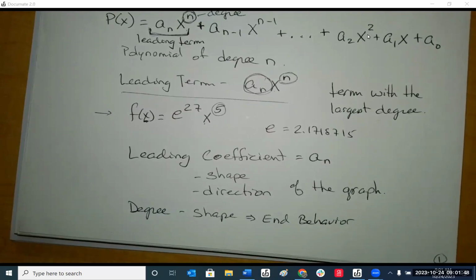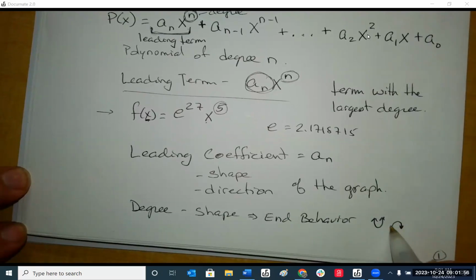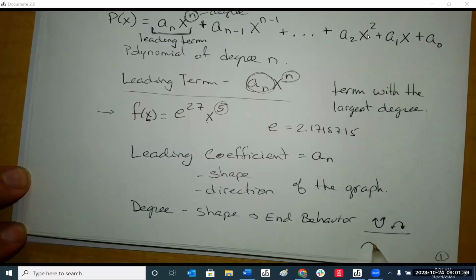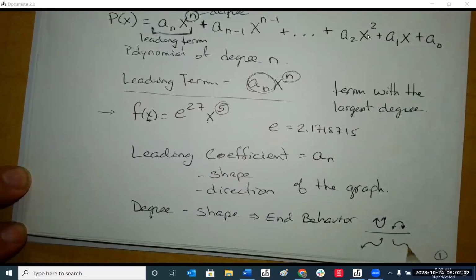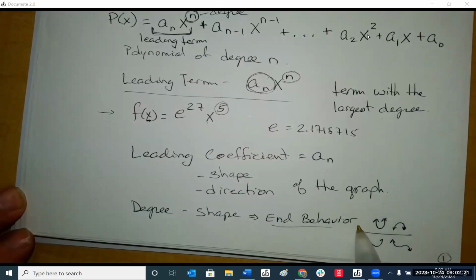Two things can happen with our graphs. Either both ends point the same direction, either up or down, or they point opposite directions. All of our graphs are that way. If you look at the library of functions, it's the same thing. This is called the end behavior. What happens to both ends of the graph? Do they both go up? Do they both go down? Do they go opposite directions?